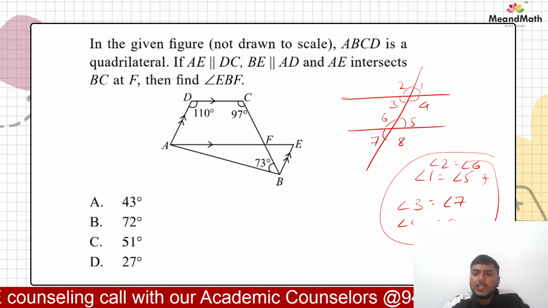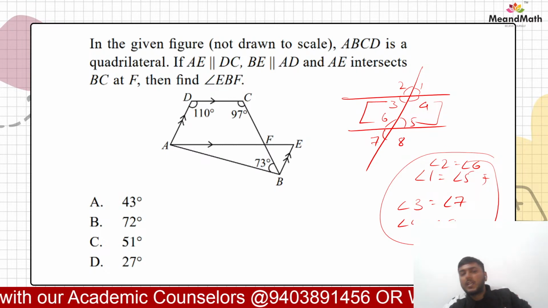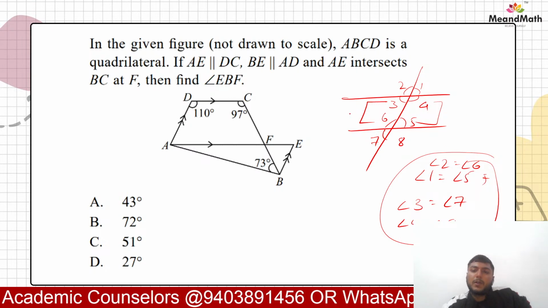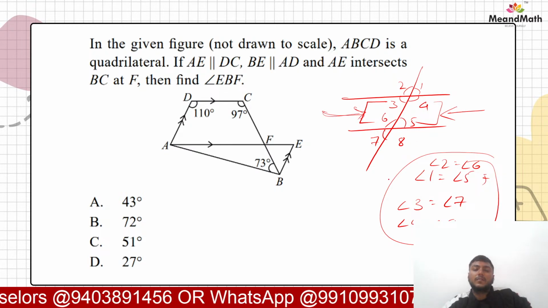Now co-interior angles are angle 4 and 5, angle 3 and 6, and their sum would be 180 degrees, right? This property, the co-interior angles, we will use extensively in this question.